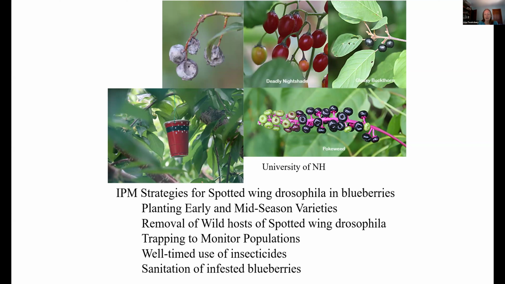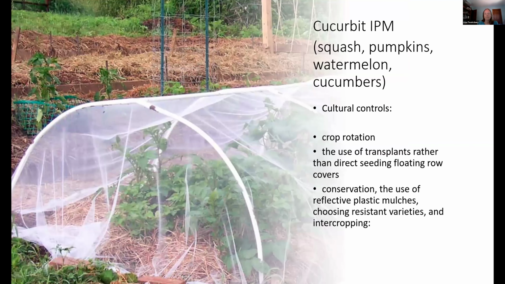Well, here it says to monitor. I think there was a hope maybe that it might also control, but it might allow you to know if you were going to try to time an insecticide. And then sanitation, of course, after you have infested blueberries. So that working group is also now working on biological control of spotted-winged Drosophila, which we're hoping to get involved with in the next year at URI.